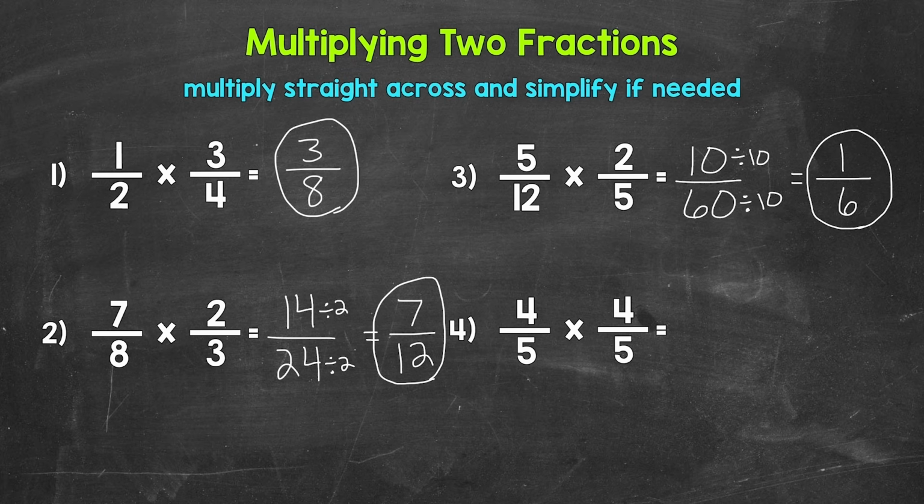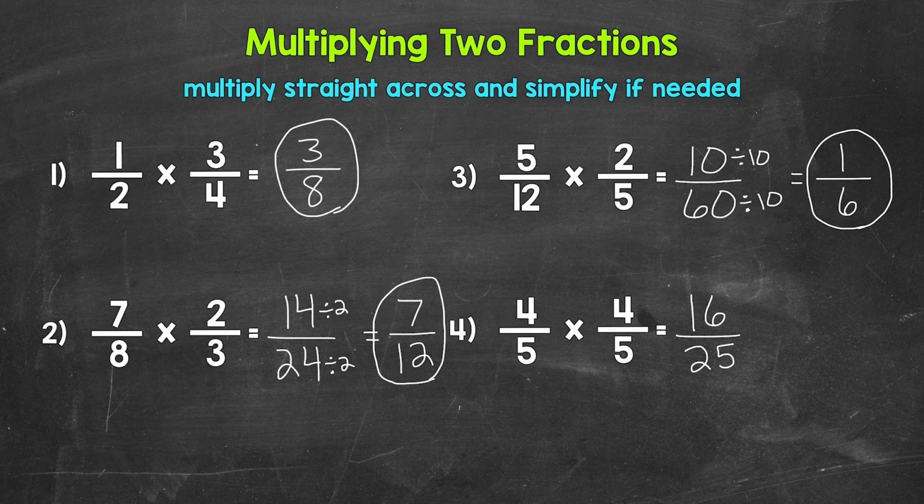Lastly, let's move on to number 4, where we have 4/5 times 4/5. So multiplying the numerators, we have 4 times 4. That gives us 16. And now for the denominators, 5 times 5 gives us 25. So we end up with 16/25.